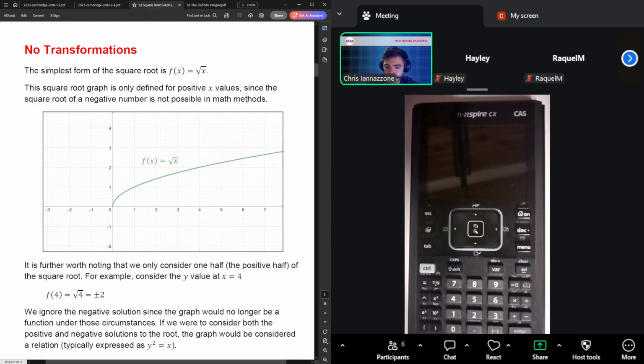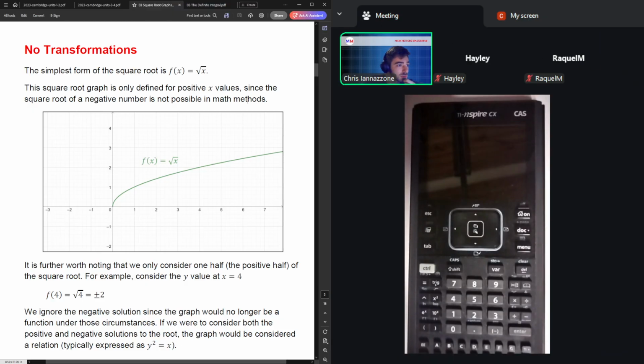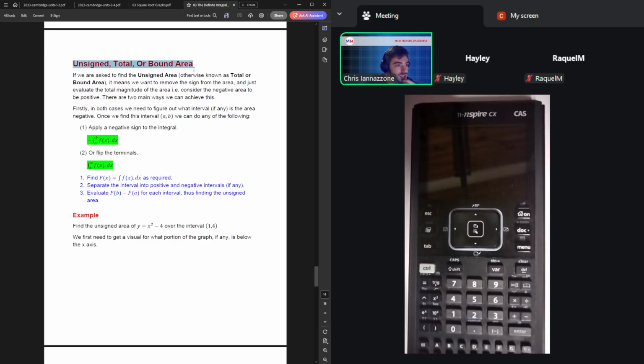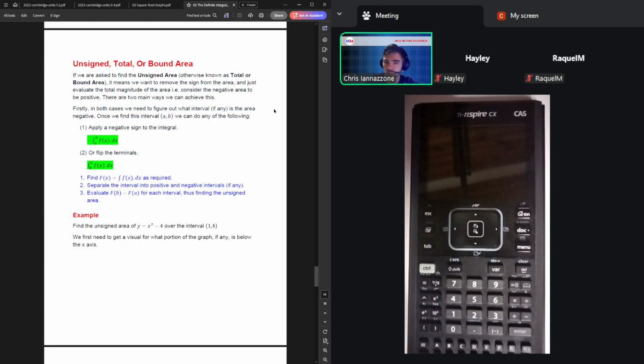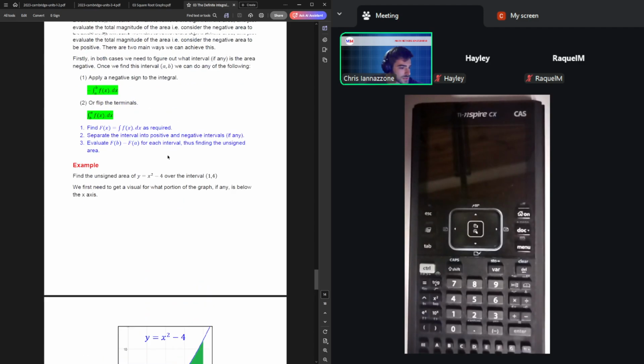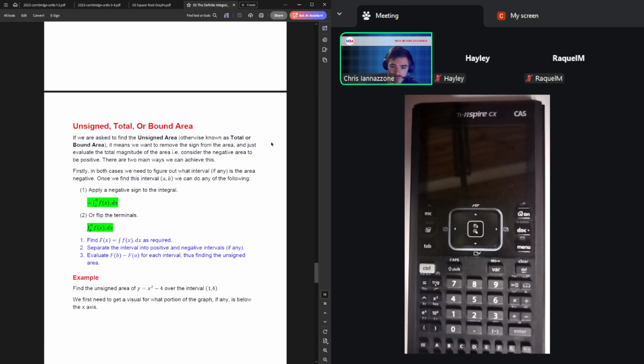Joined late. Yeah, so just to quickly recap the agenda, we're going to spend some time revising the square root graphs and then move on to finishing up the last little bit that I didn't quite get to last time in definite integrals, that being the bound area and unsigned total, all the area-related stuff in the latter half of the definite integral document.